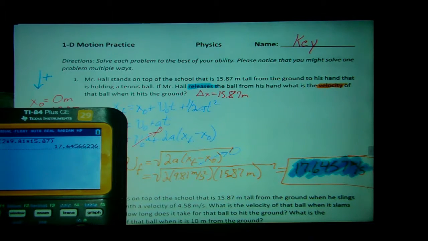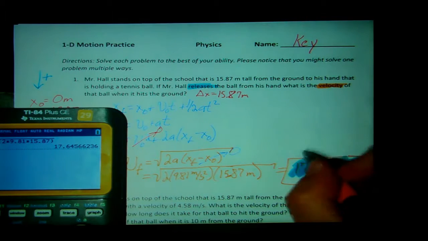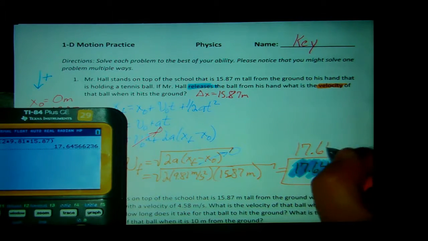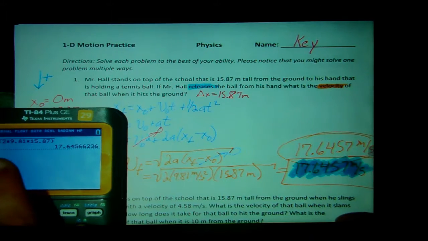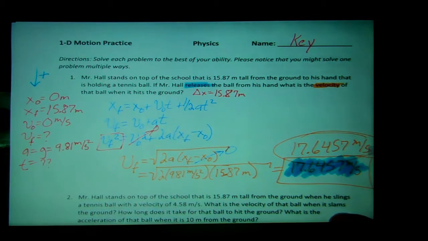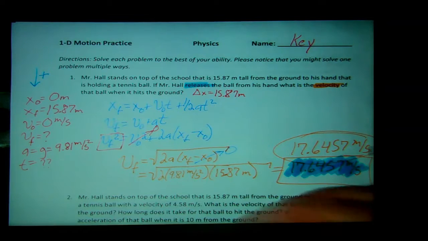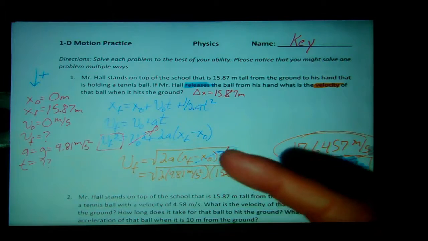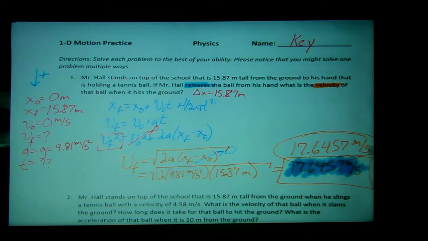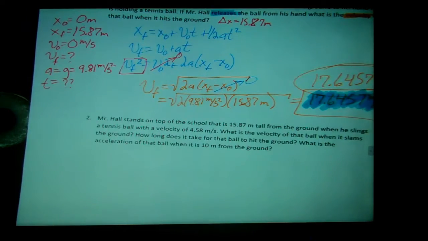Probably shouldn't highlight that, but 17.64. I'll just write it over top of it. I don't know how this is showing up on the videos. Hopefully it's looking good. So, we answered that problem. Now, new scenario. Moving from question 1. If you have questions on question 1, I literally just solved the problem. Take your finger, scrub the video back, and watch it again. Let's go to number 2.